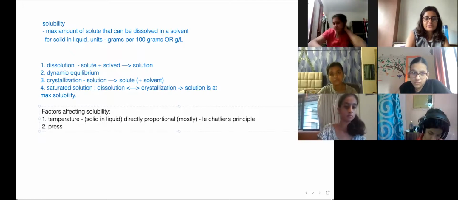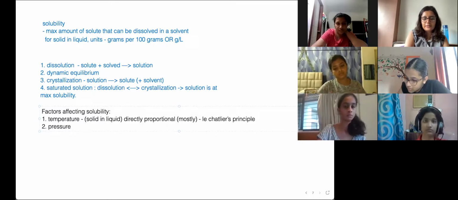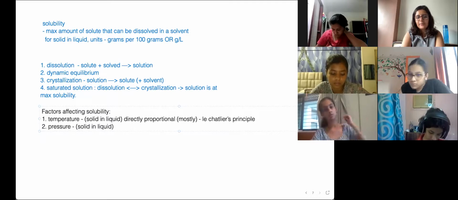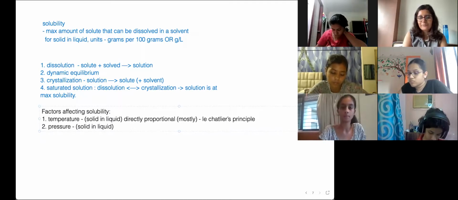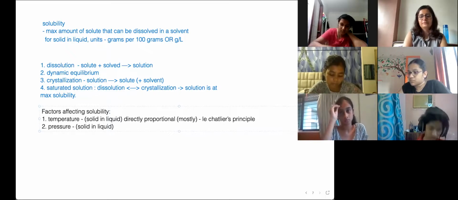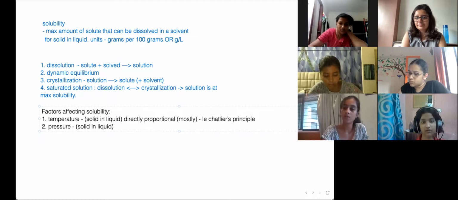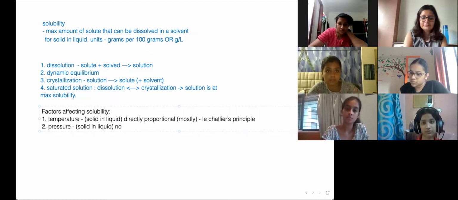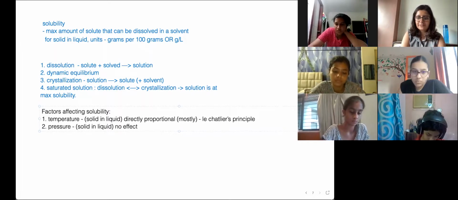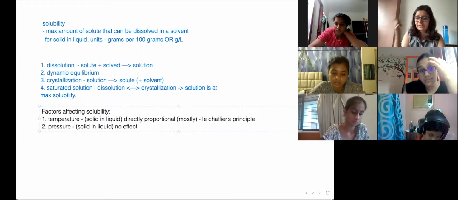Again, we are discussing solids. Does pressure affect solids? So when you're talking about a solid being dissolved in a liquid, पressure का क्या effect होगा? No effect. Pressure तो mostly gases को affect करता है. Solids are incompressible, it's not going to affect anything. Liquids are also incompressible. Pressure is not going to have any effect.